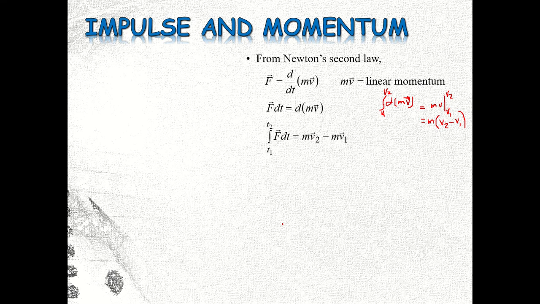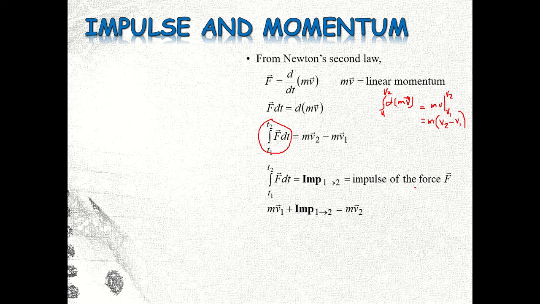Okay, so this expression, class, this is what we call impulse, the impulse of force F. All right, so we can rewrite this as impulse from 1 to 2 is equal to m times v sub 2, so this is a vector, minus m times v sub 1. So this is also a vectorial velocity.